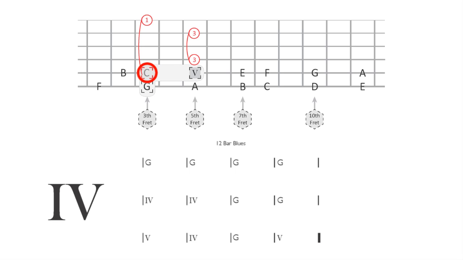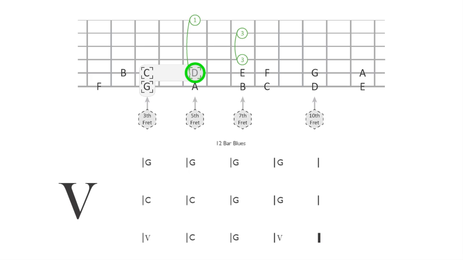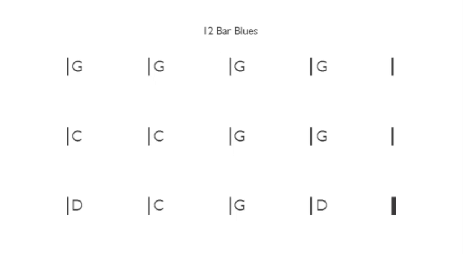Chord 4 is a C. Therefore, every bar marked with the Roman numeral 4 will be a C chord. Chord 5 is a D. Therefore, every bar marked with the Roman numeral 5 will be a D chord. Because our 1 chord is a G chord, we know that we are in the key of G. And now, with all of the chords in place, we can see how our blues progression would look once we have modulated to the key of G.